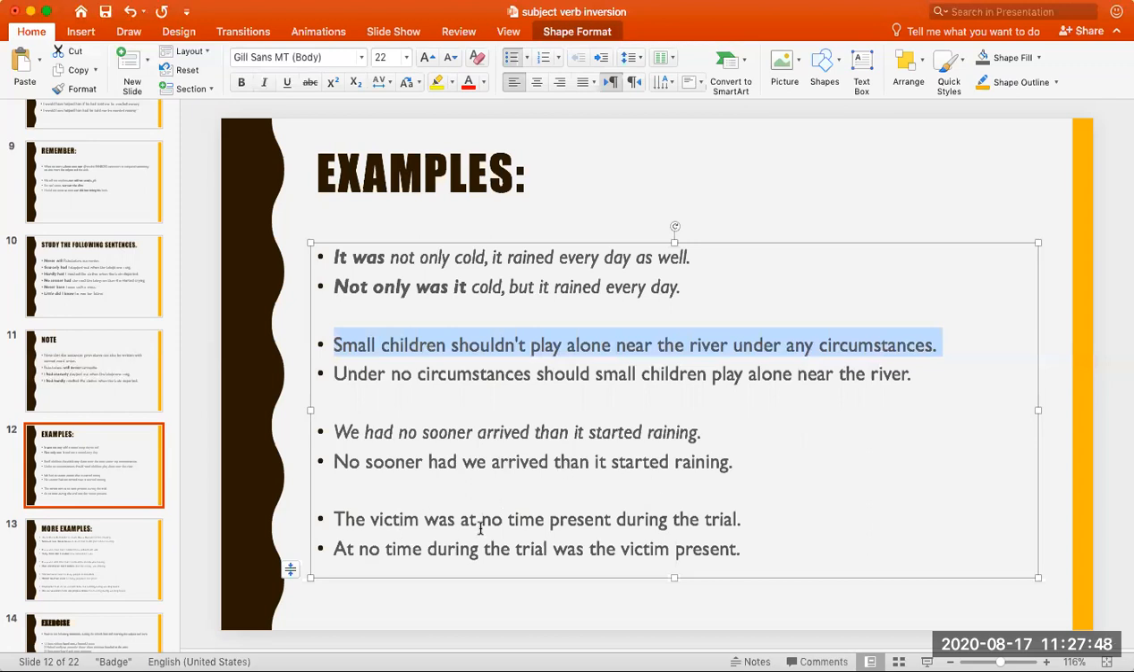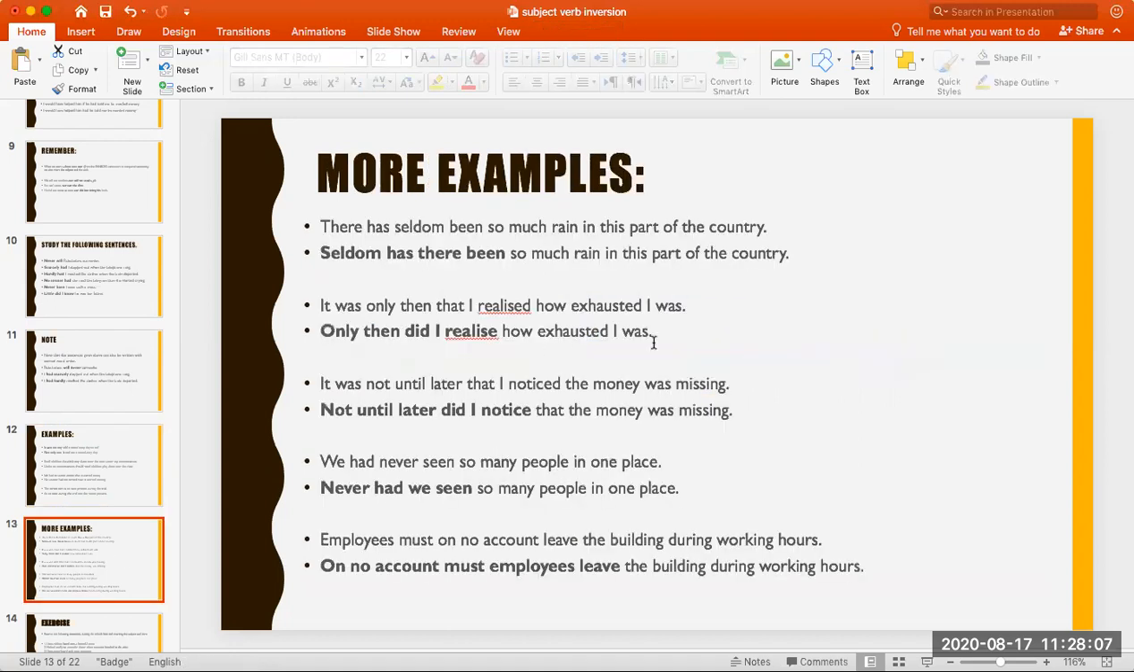The victim was at no time present during the trial. The victim was at no time present during the trial. At no time during the trial was the victim present. At no time was the victim present during the trial. There has seldom been so much rain in this part of the country. Seldom has there been. Just bring the auxiliary before the subject.